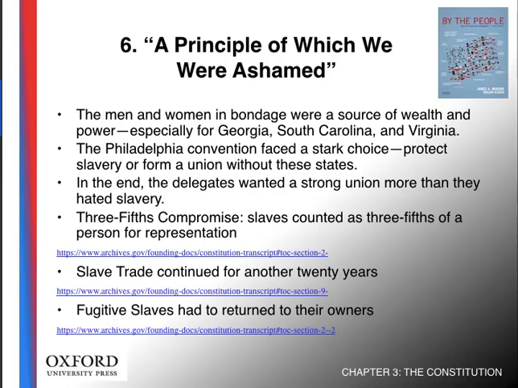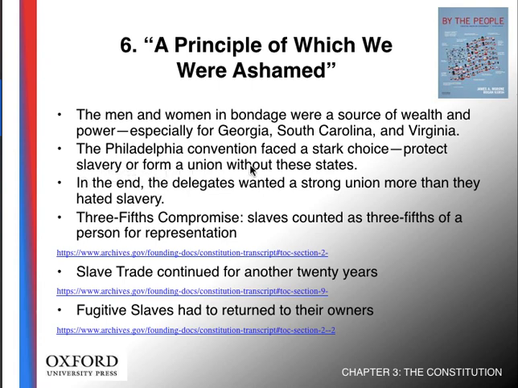The 6th challenge is the principle we are most ashamed of, and this is the principle of slavery. Slavery is mentioned 3 times in the Constitution without ever mentioning the word slavery or slaves. I've listed them down here below so we can go over them. The men and women in bondage were a great source of wealth and power for many of the states, especially Georgia, South Carolina, and Virginia.